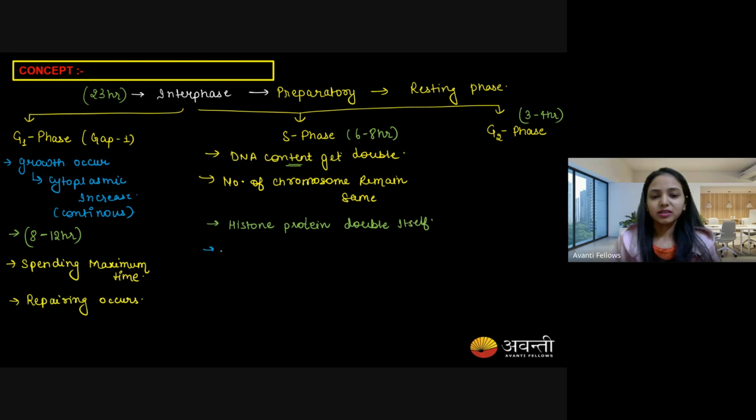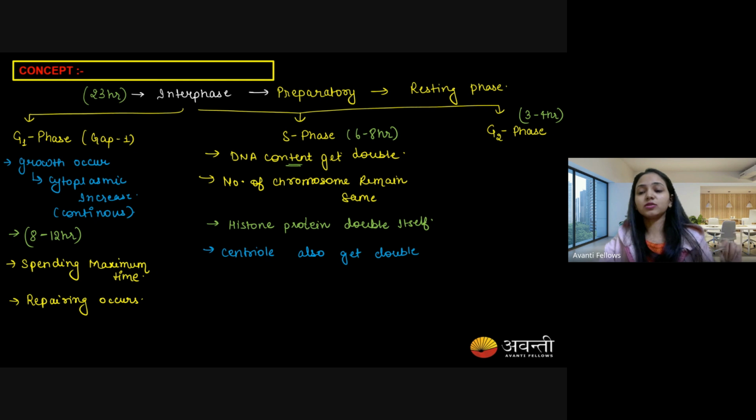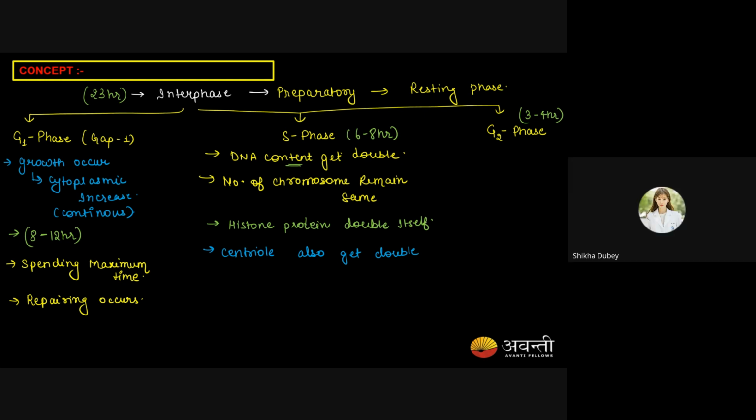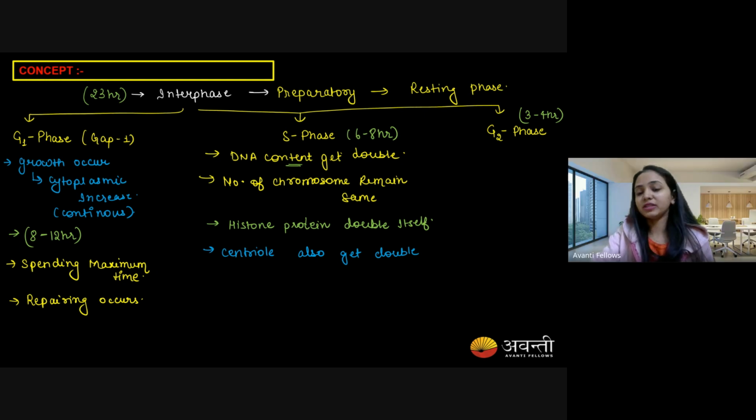Next, centriole also gets doubled. We have studied centriole in the last-to-last chapter, Cell: The Unit of Life. What is the use of centriole? Cell division. Centriole helps in cell division. So in the S phase, centriole will also double itself.